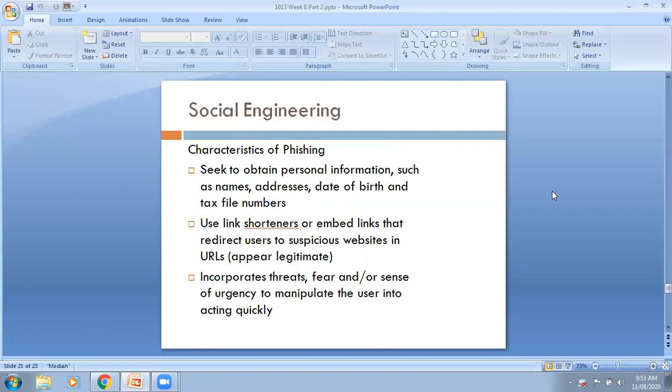They can incorporate threats and fear, and they make it sound like it's a really, really urgent thing that person needs to complete very, very quickly. So they're manipulating them into acting quickly to give out this information.